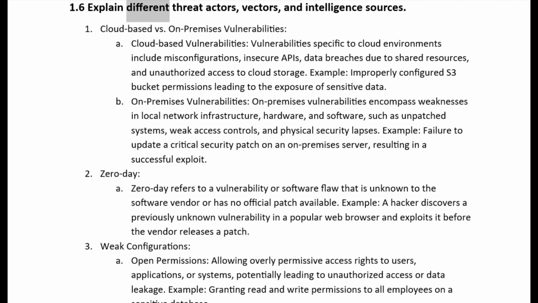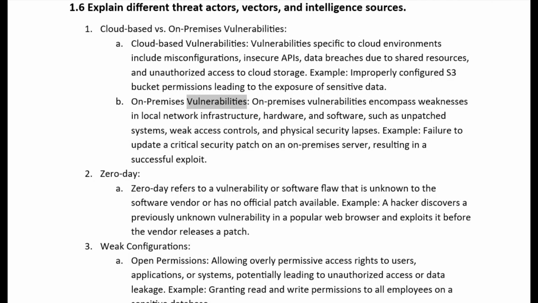1.6 Explain different threat actors, vectors, and intelligence sources. Cloud-based versus on-premises vulnerabilities. Cloud-based vulnerabilities specific to cloud environments include misconfigurations, insecure APIs, data breaches due to shared resources, and unauthorized access to cloud storage. Example, improperly configured S3 bucket permissions leading to the exposure of sensitive data.